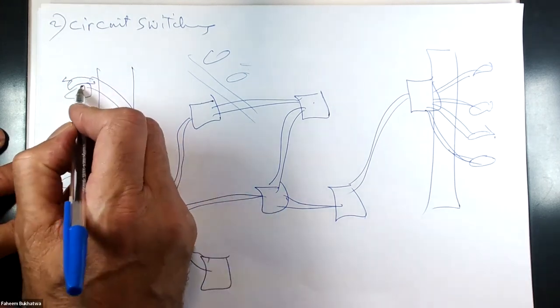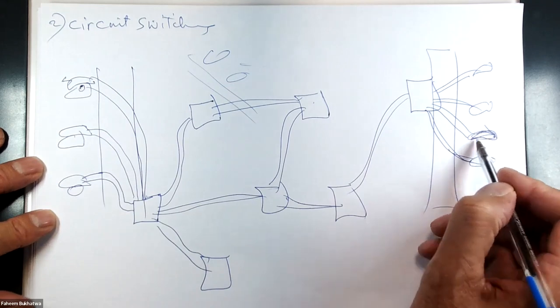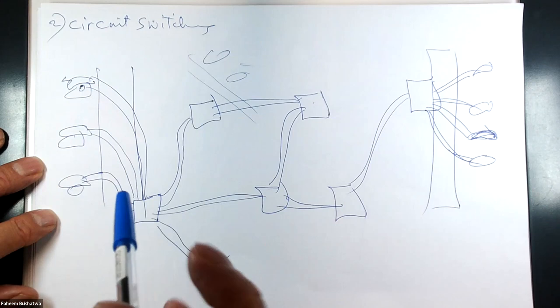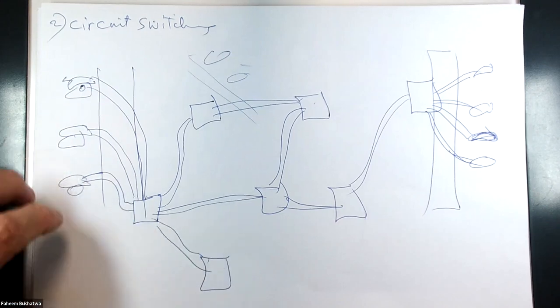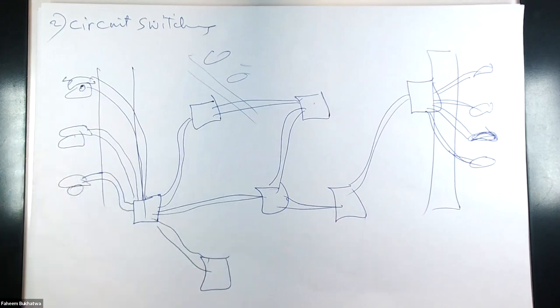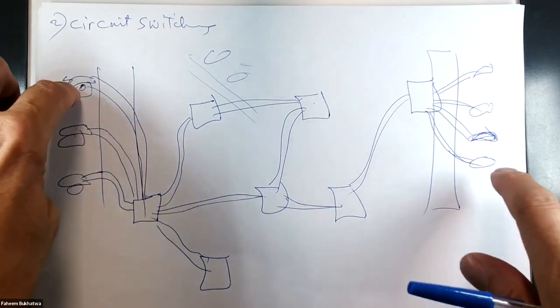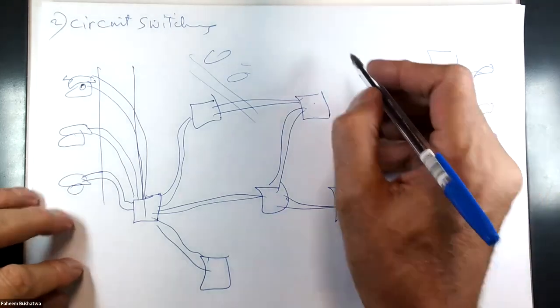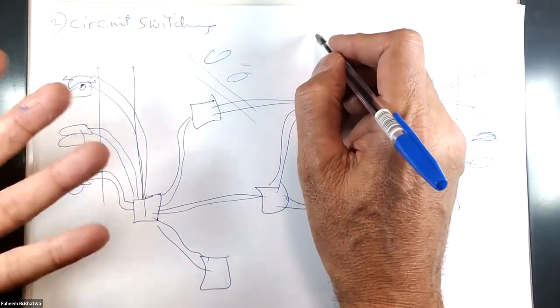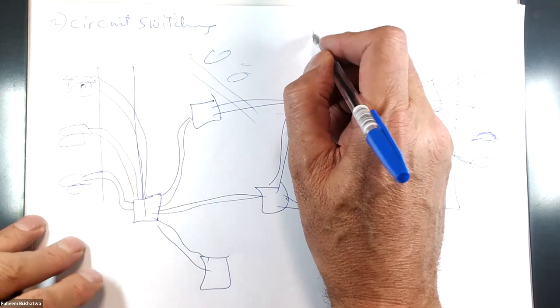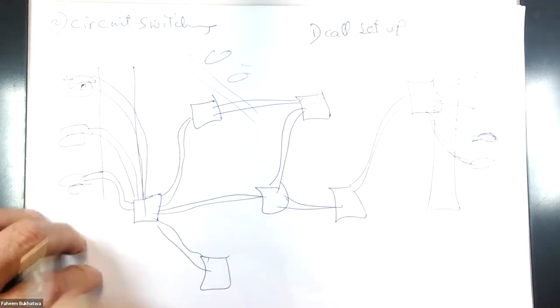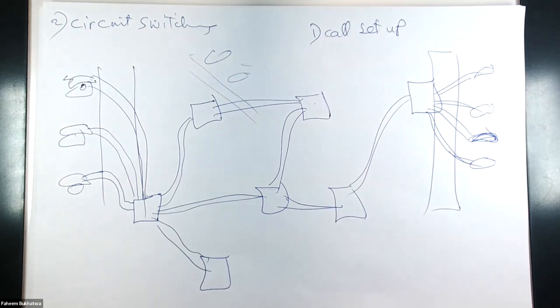So now, if this phone was to call that phone, from this house to that house, this guy used to start dialing the number. They cannot just pick up the phone and start talking. Or if it's a computer here and a computer here, they cannot pick up the phone and start sending data. So they first must establish something. The actual communication consists of three parts. One is called the call setup. That means you must establish a link with the other side, with the other party.